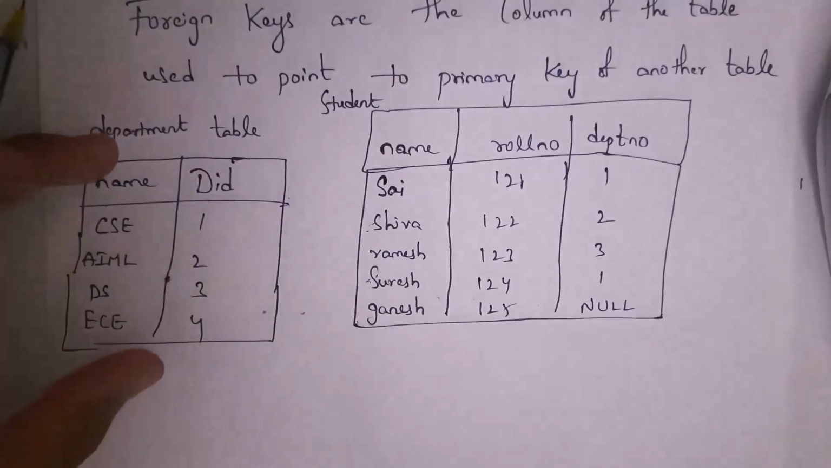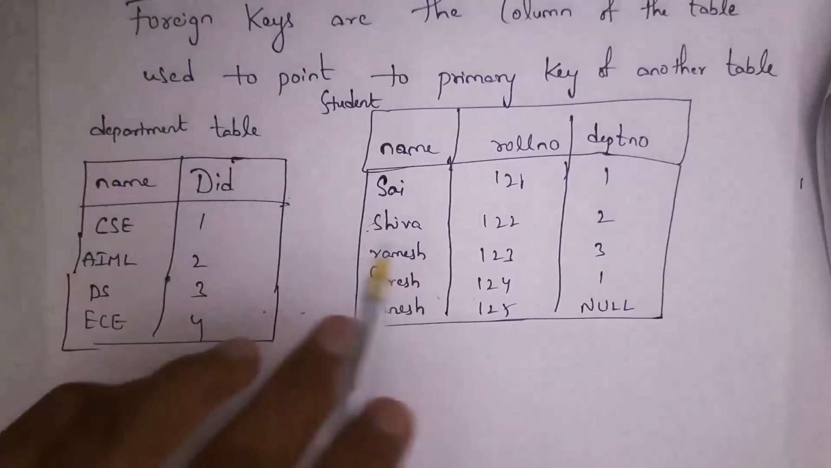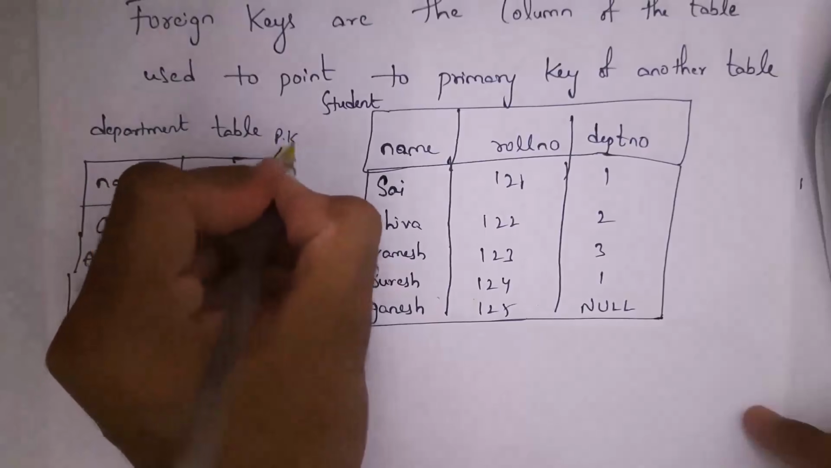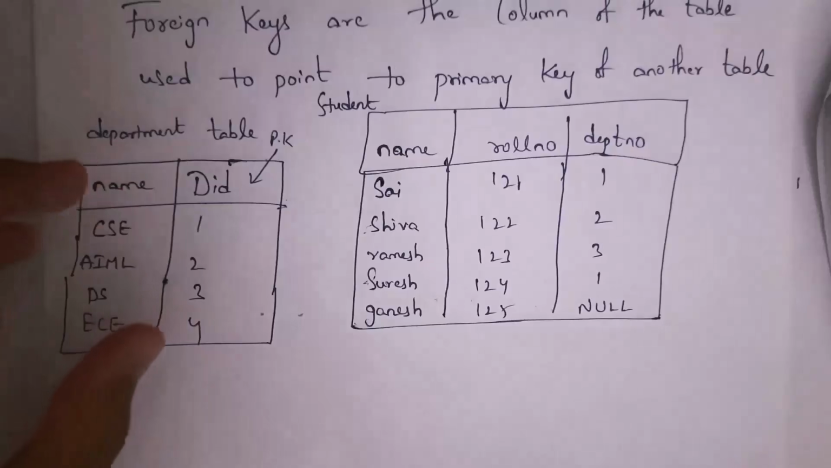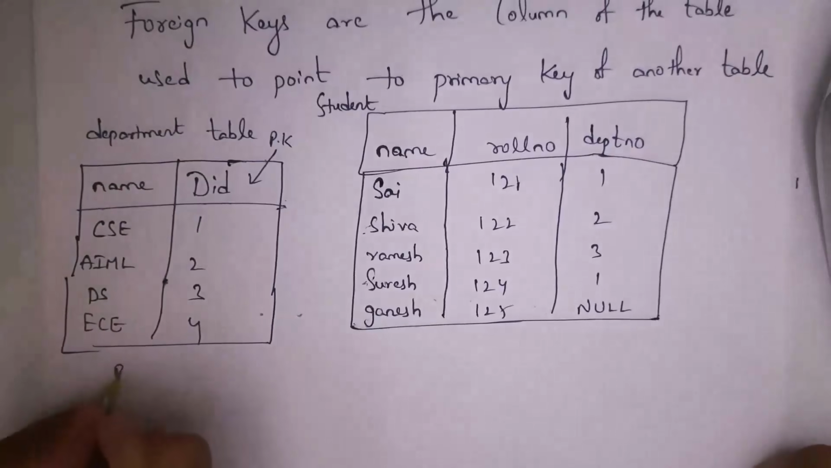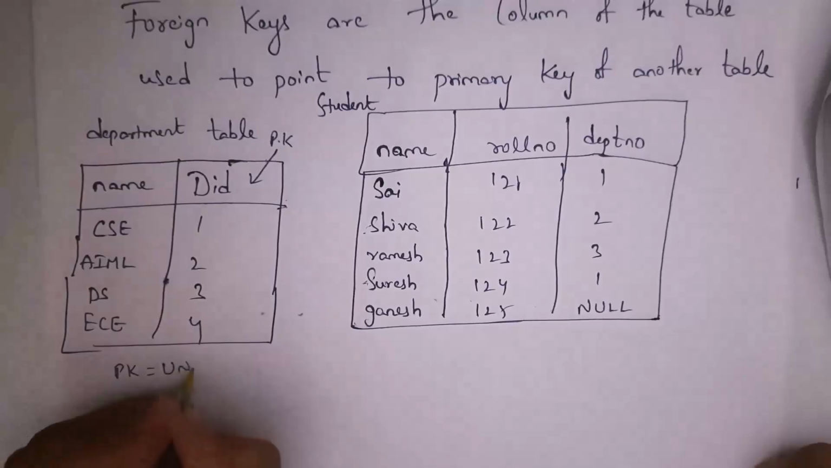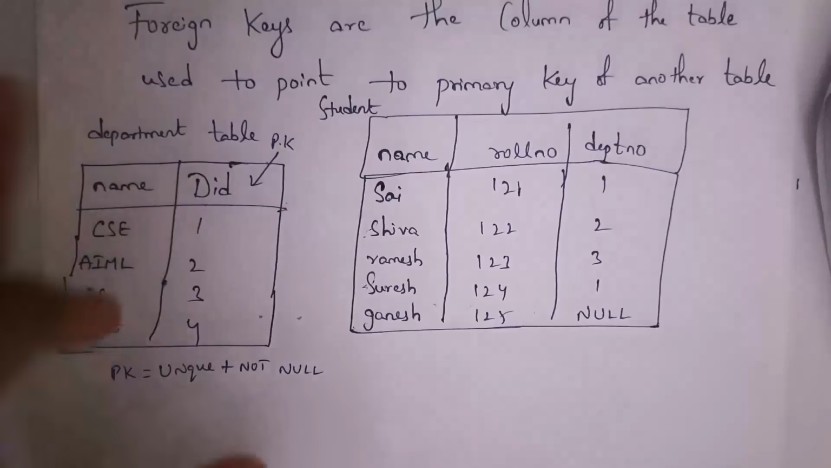For example, for the department table I took two columns. They are the name column and the DID column. Here for the DID column I will take a primary key. Primary key is nothing but it will accept unique values and null values are not accepted. Guys, primary key will accept only unique values and it will not accept null values. That is why I took unique values in the DID column.